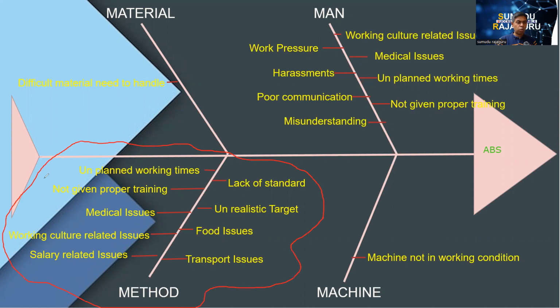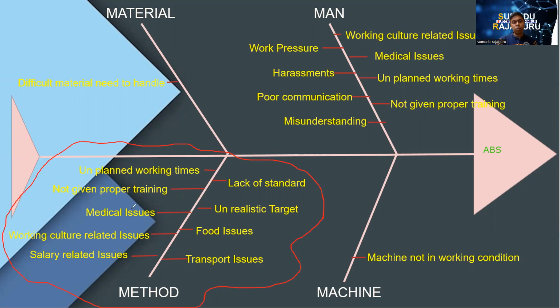Sometimes when we give the solution for method related issues, the man related, machine related, and material related issues can be solved automatically. We can't guarantee it, but they can be solved. So, based on the highest number of causes available in method, I select method for the first prioritized consideration. When we talk about the method also, there are a lot of causes.